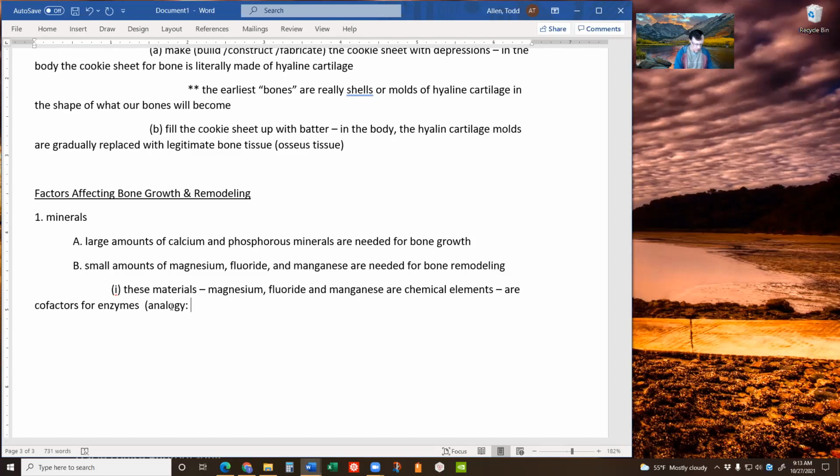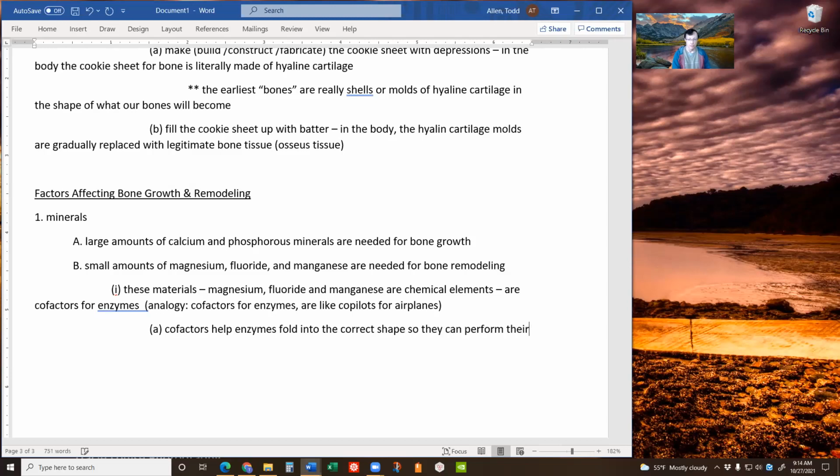So cofactors for enzymes are like co-pilots for airplanes. Cofactors help enzymes fold into the correct shape so they can perform their jobs correctly.